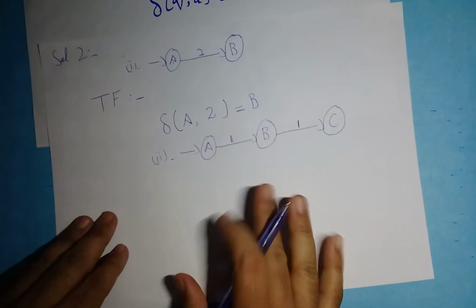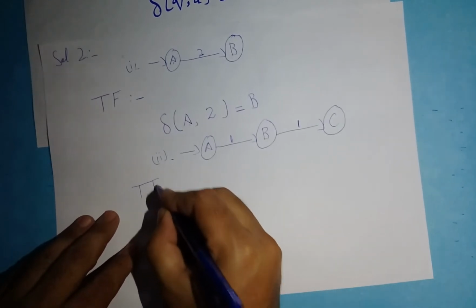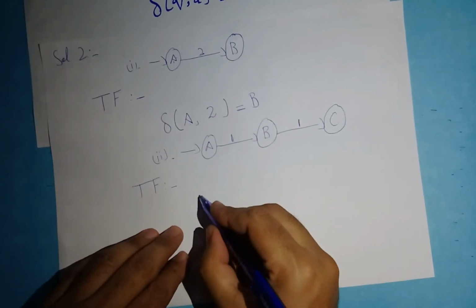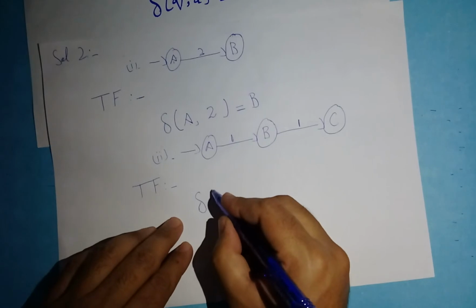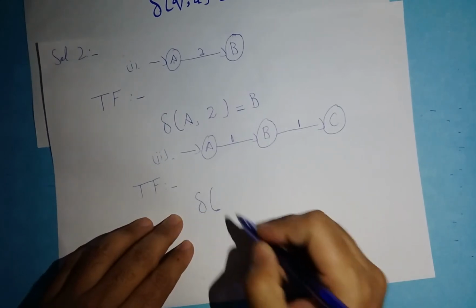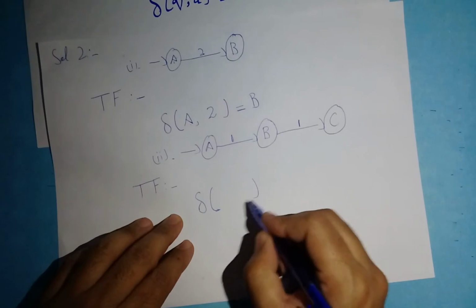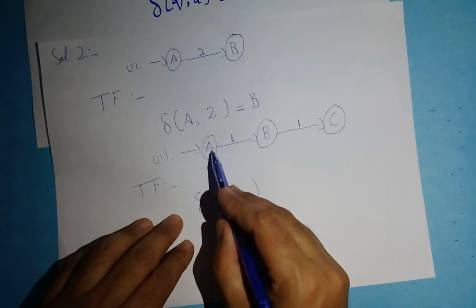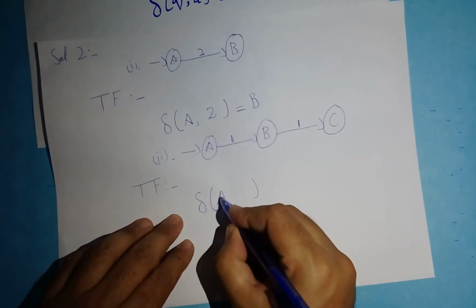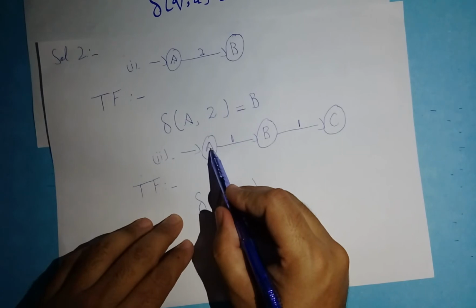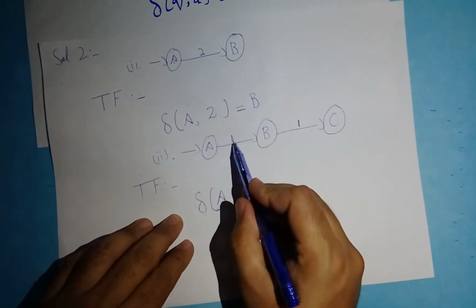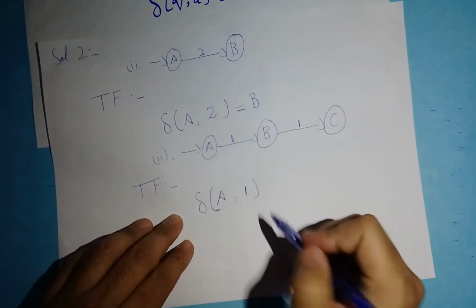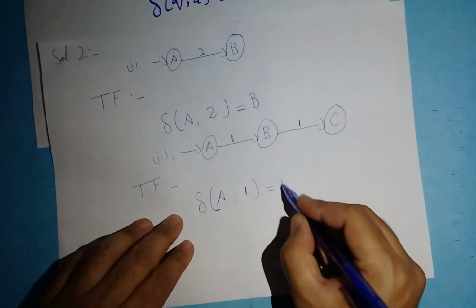Again I'm going to give the heading of TF. Again I'm going to make the sign of delta, which is the sign of transition function. I make the bracket. In the bracket the first value is going to be the first state. The first state is A, so I write down A, now comma. On state A I take the input 1, so here I write down 1, so I reach state B, so it is equal to B.